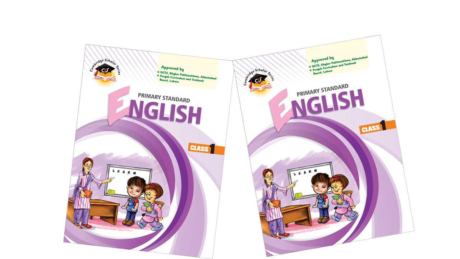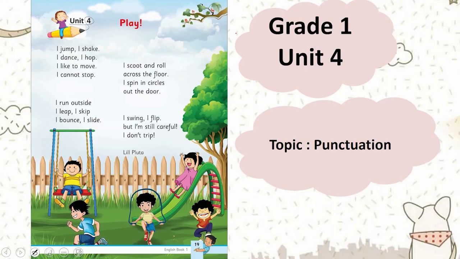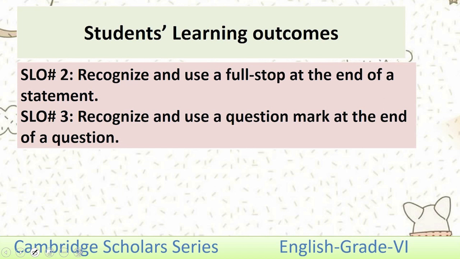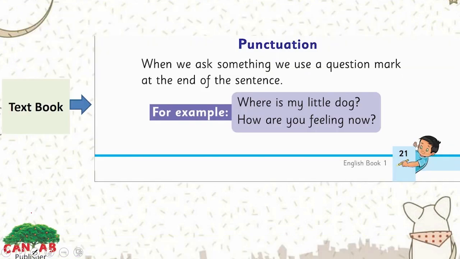Before starting the lesson, dear students, you must have with you class 1 English textbook. We are going to start our lesson from unit 4, play, and the topic of today's lesson is punctuation. SLOs of this lesson are: recognize and use a full stop at the end of a statement, recognize and use a question mark at the end of a question. In this lesson, we are going to discuss the punctuation.